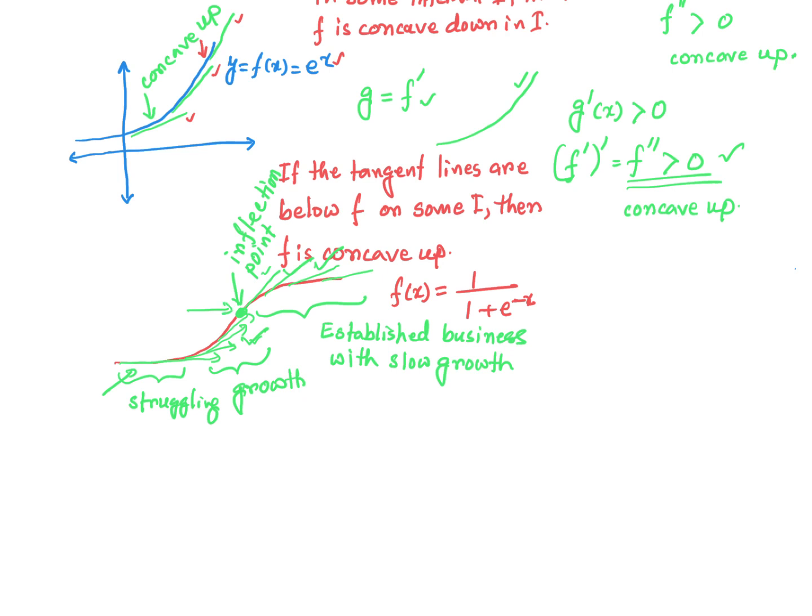Or you can look at it another way. It goes from concave up to concave down, or concave down to concave up. Either way, it doesn't matter. So it goes from f double prime greater than 0 to f double prime less than 0. Change in concavity. It could go this way or it could go the other way. So that's a change in concavity. That's when we say that a function has an inflection point.